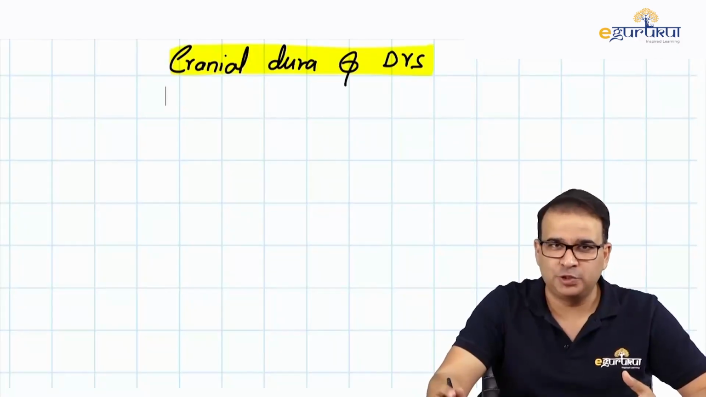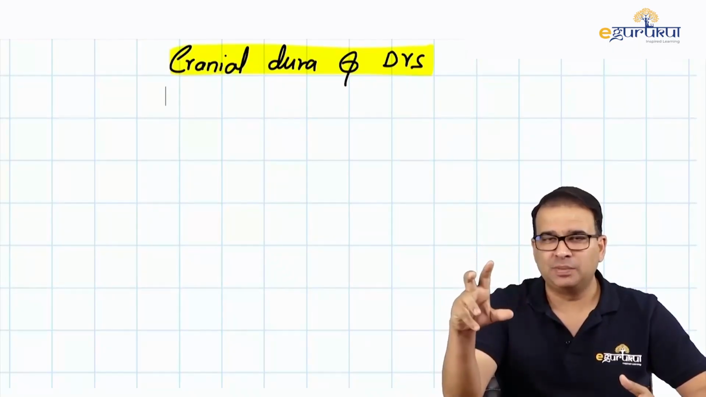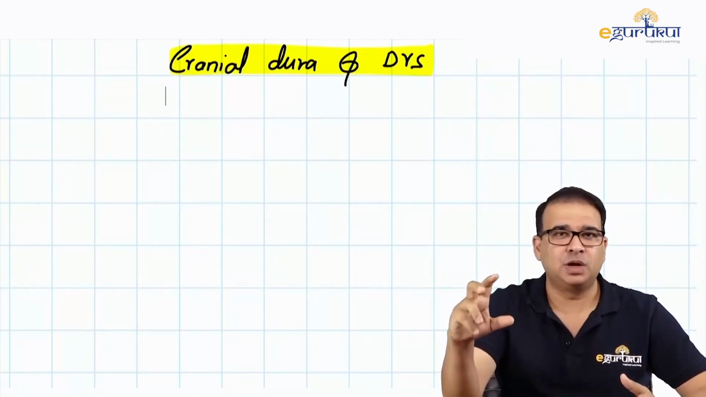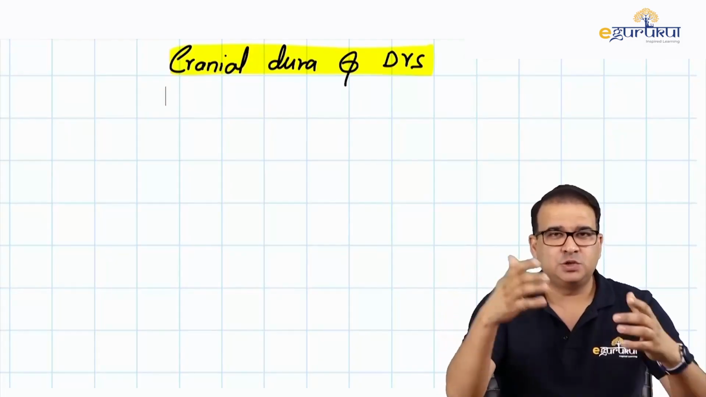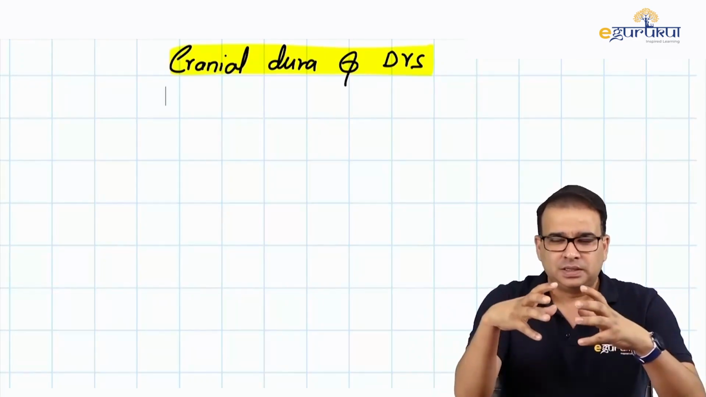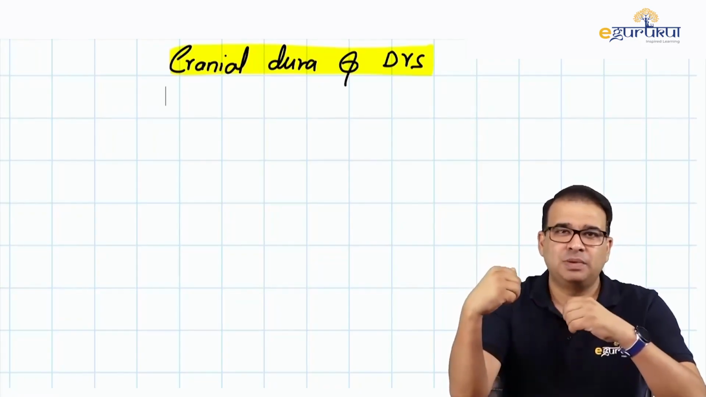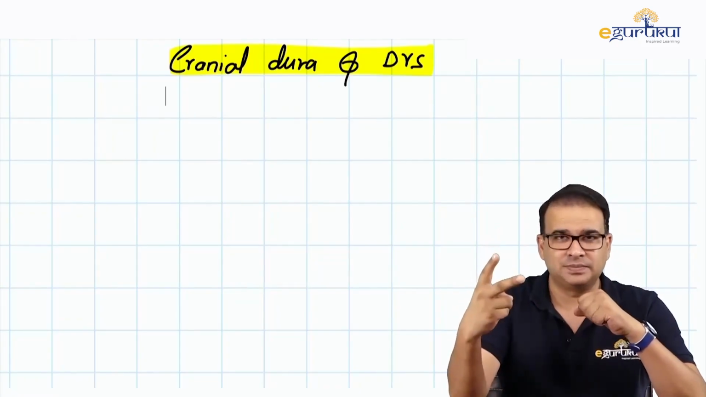Now let's move on to the cranial dura mater and the dural venous sinuses. When we say cranial dura mater, we are specifically talking about the dura mater in the cranial cavity, because the dura mater at the spinal level is way different from the cranial. The unique thing about the cranial dura mater is that, unlike spinal dura mater, it has two layers.